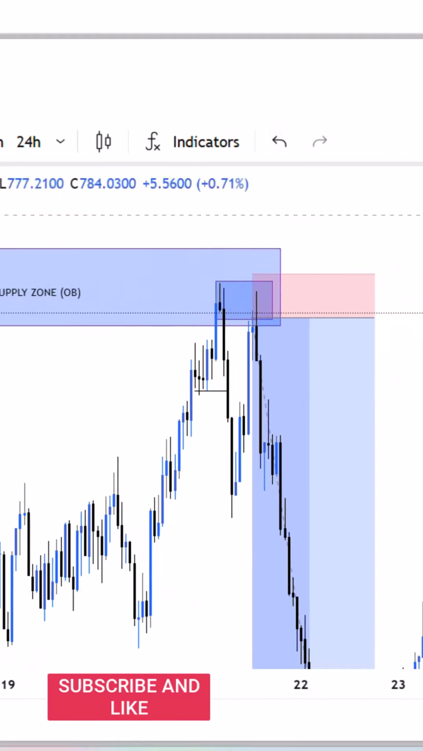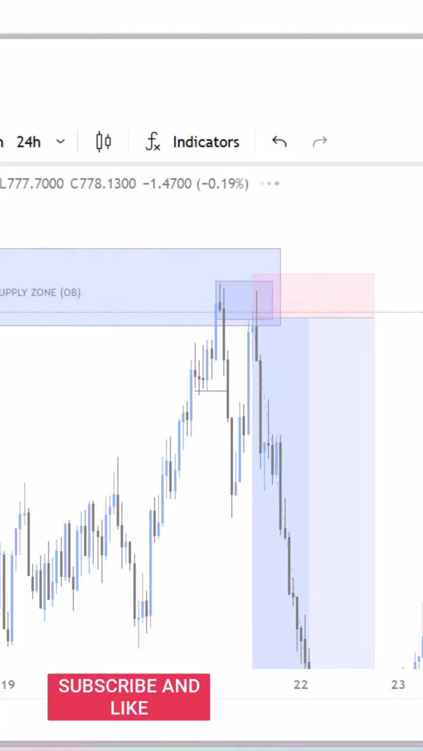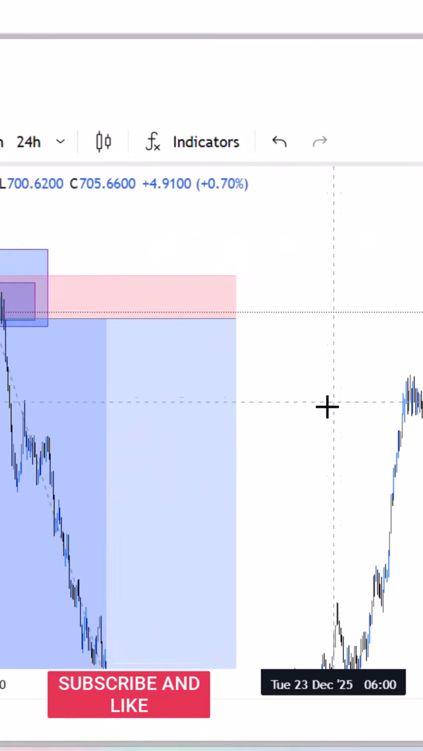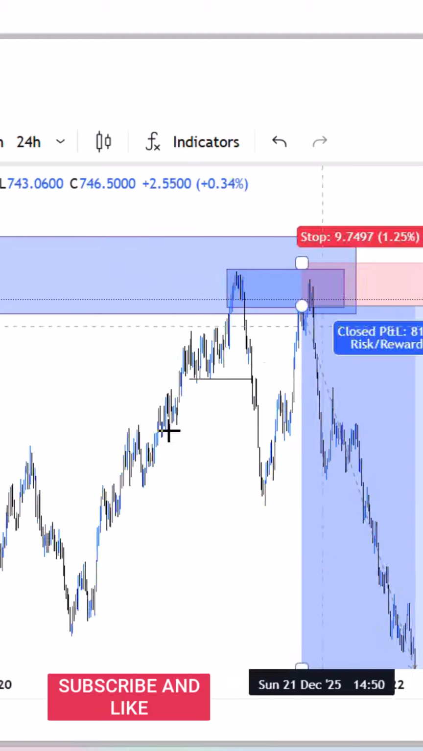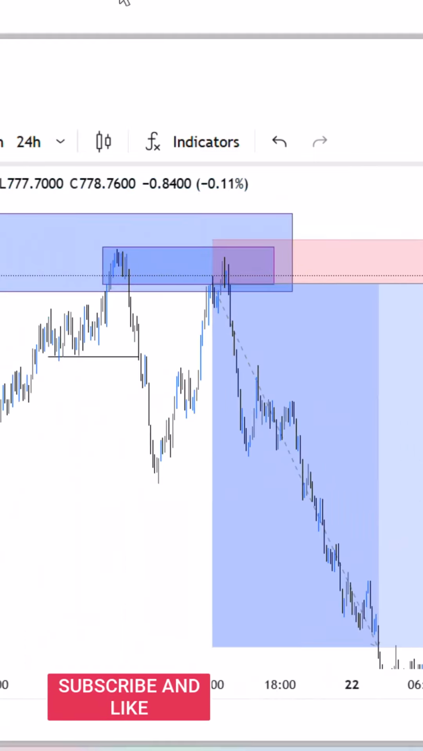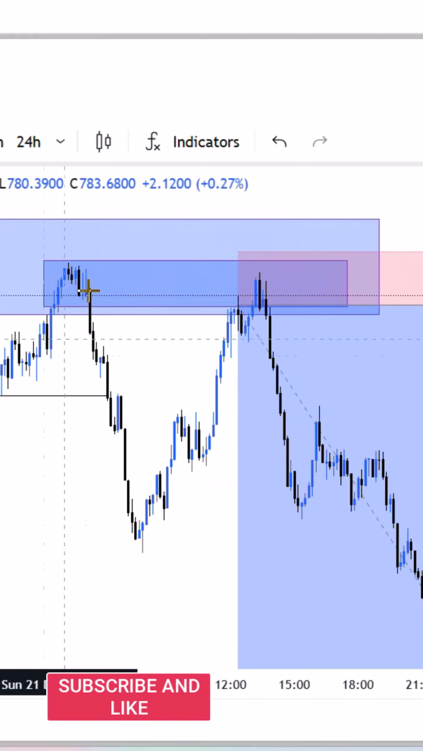Price tapped into our zone. Going down to the 10 minutes time frame, what did we do? We saw this. Okay, we saw this in the 10 minutes time frame.